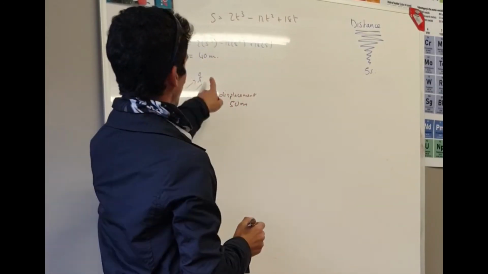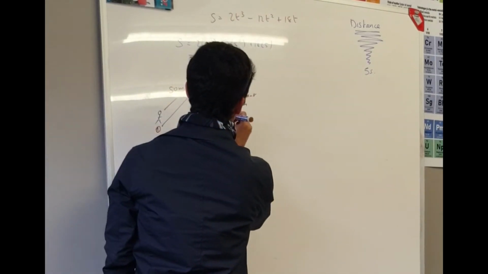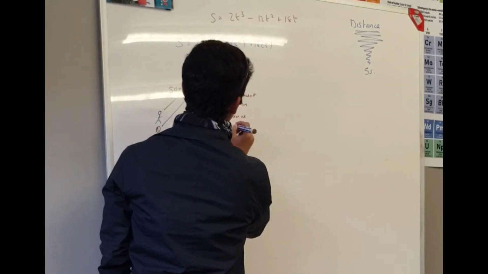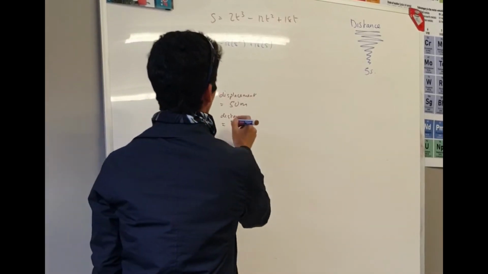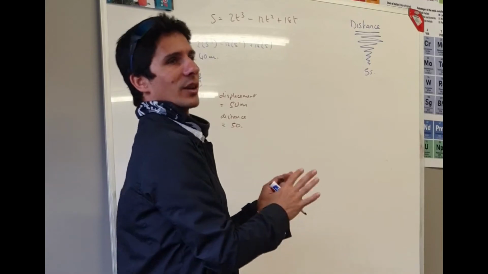He's gone from there to there. He's 50 meters away from where he started. How much distance did he travel? He's also traveled 50 meters. So here, my displacement and my distance are exactly the same.